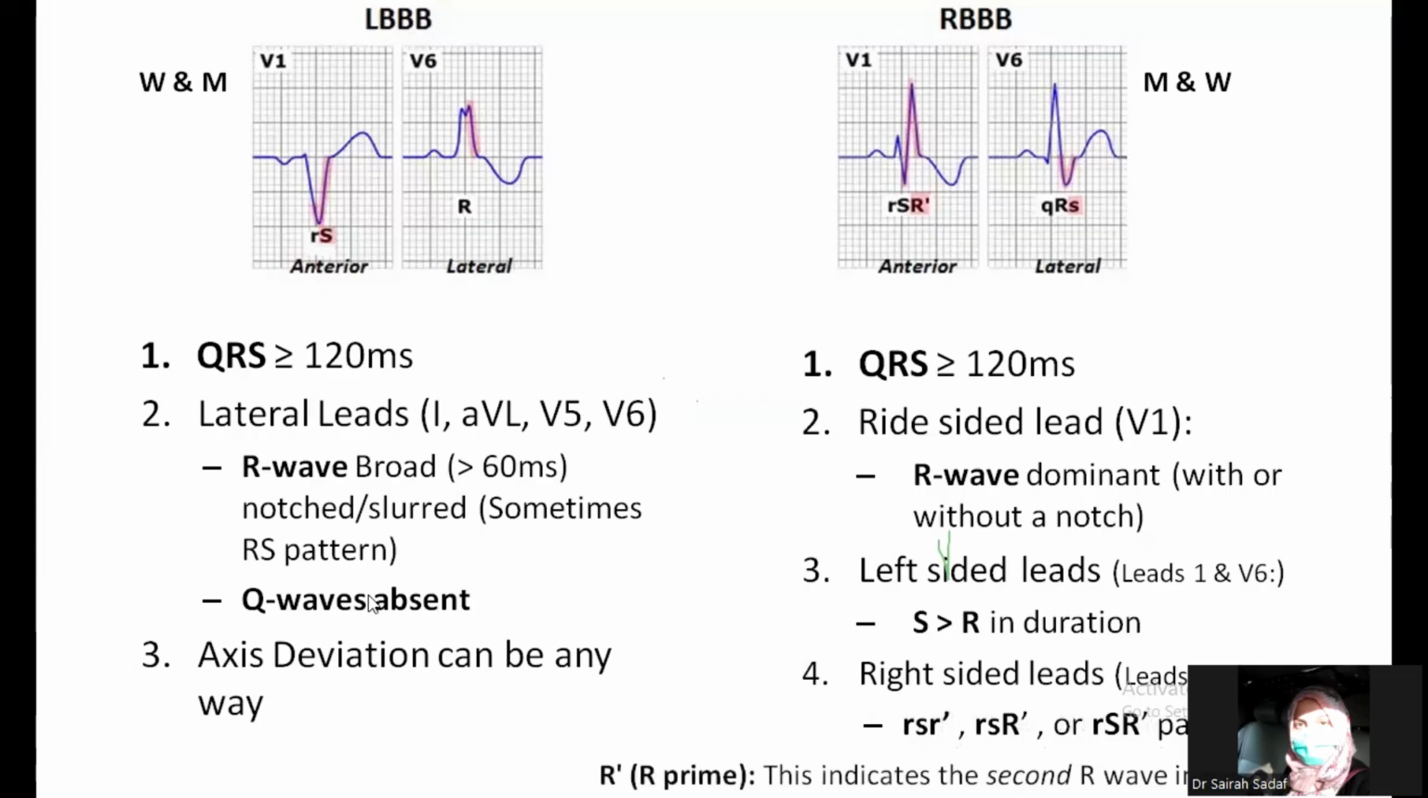For those who were not present in my yesterday's class, what do you call this? Hyphen? Apostrophe. So R with an apostrophe on top of it, we call it R prime. It indicates a second R wave. Second R wave means total disaster of the conduction pathway. Hijacked. System is hijacked, going somewhere else.